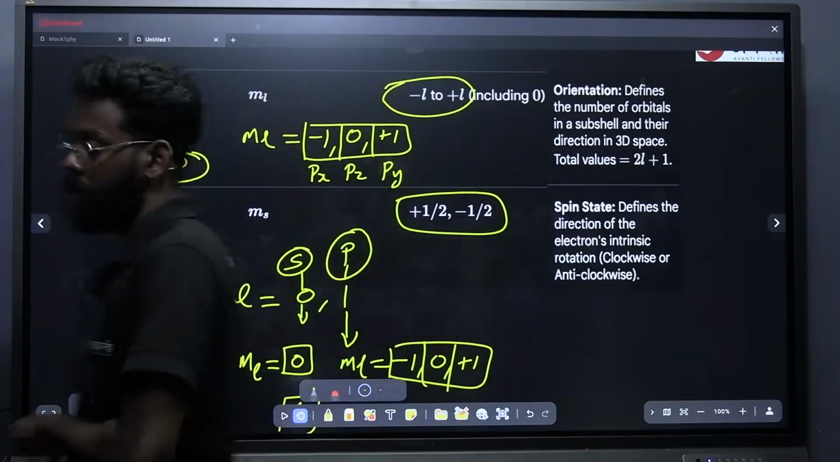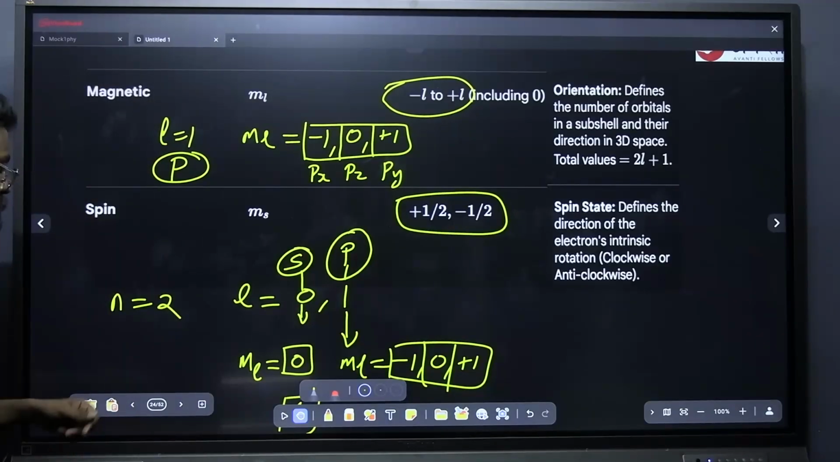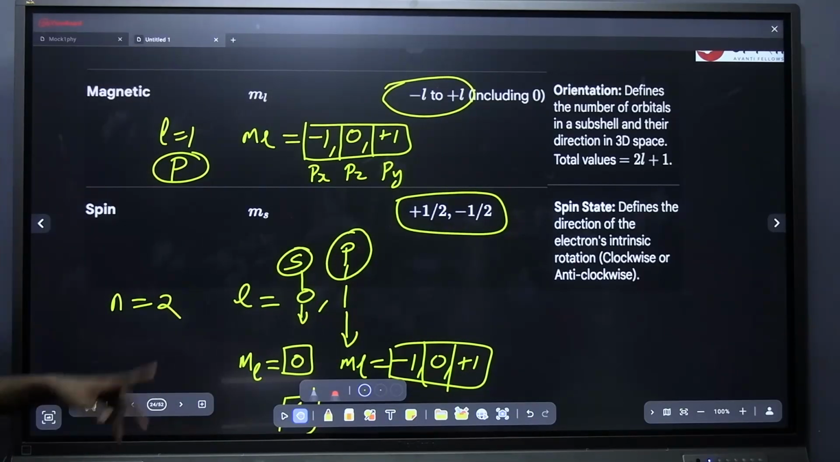So we have discussed all the 4 quantum numbers. Now we can solve some questions, or else we can move to the next part, electronic configuration. Shall I move?